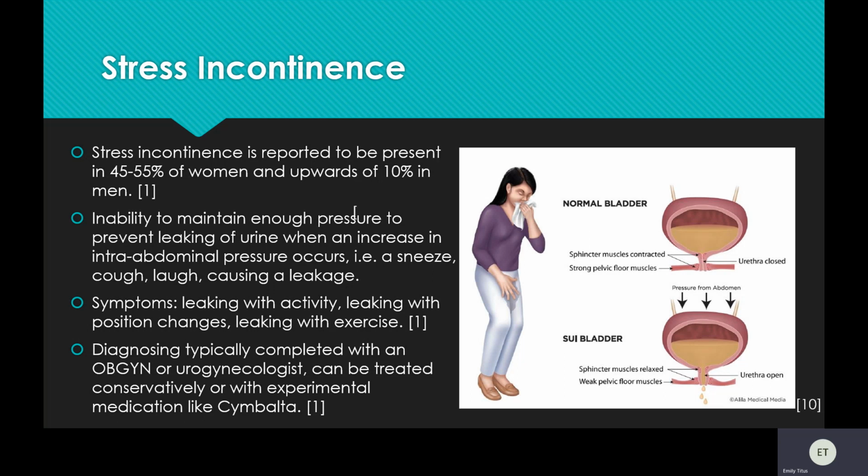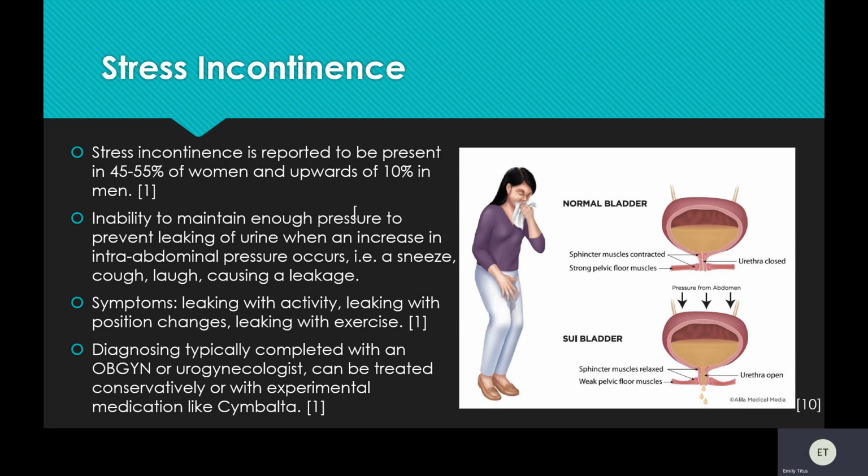So stress incontinence is the inability to maintain enough pressure in your urethral sphincter muscles to prevent leaking of urine when an increase in intra-abdominal pressure occurs. So think about a sneeze, cough, laugh, if you squat, if you pick up a kid, if you pick up a box, that sort of thing. That's when leaking happens from stress incontinence.